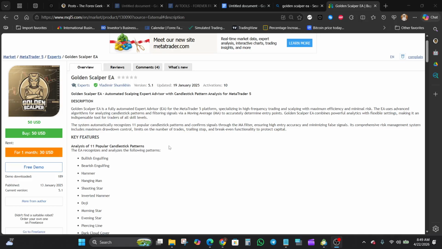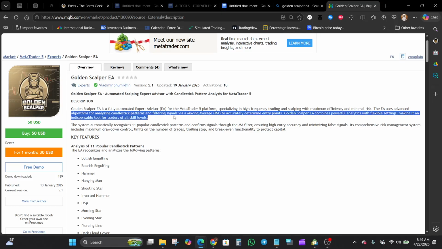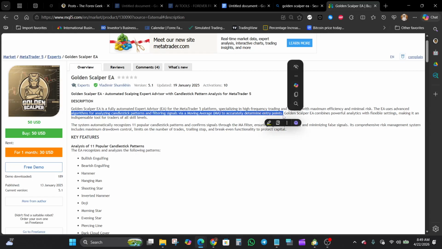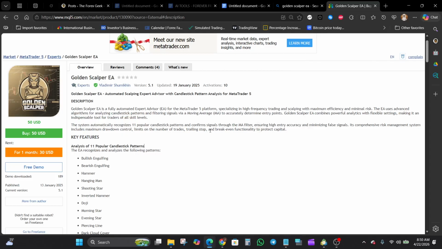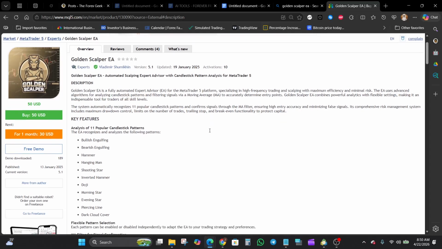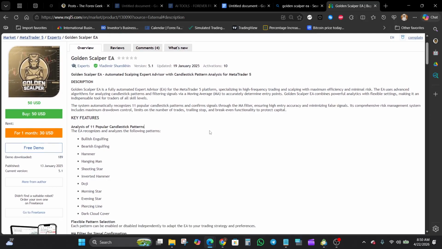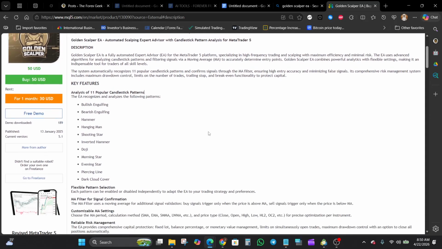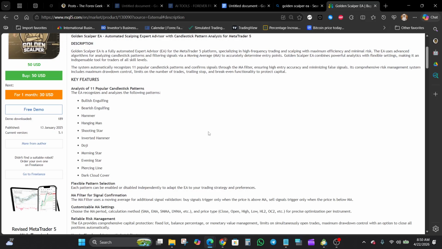All right, so from the description, this EA is focused on scalping using candlestick pattern recognition combined with a moving average filter. You can see the EA uses advanced algorithms for analyzing candlestick patterns and filtering signals via a moving average to accurately determine entry points. So it is designed to work across multiple assets, Forex pairs, gold, indices, even crypto, which tells me it is built to be flexible rather than tied to a single market, right?